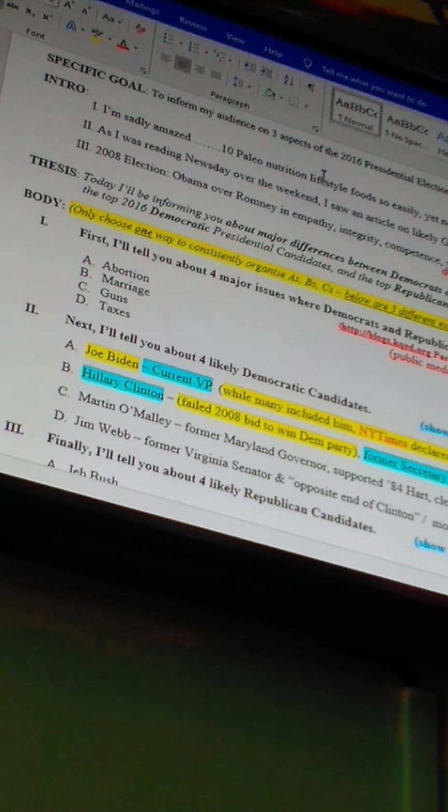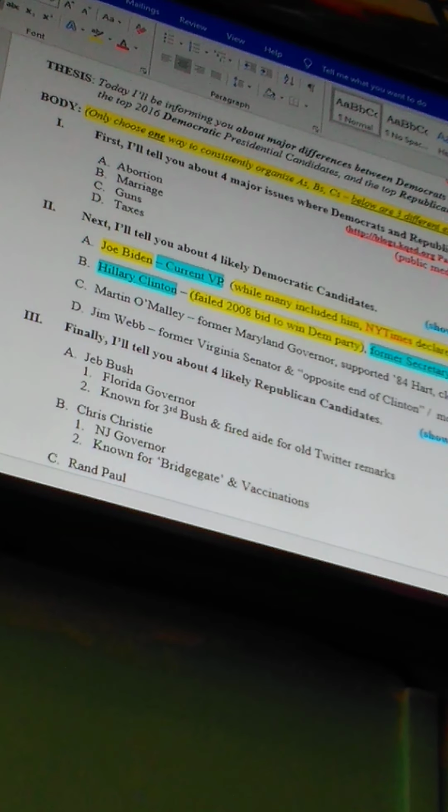So you could see my specific goal is to inform my audience on 3 aspects of the 2016 presidential election, which I don't actually show. I don't say that. My intro begins with the attention getter, and you could see it's only 1 line. I talk about why I picked it, and then I give some researched history, but again, it doesn't go over 1 line. So when I was researching, again, I began with a thesis. So I would literally say, today I'll be informing you about major differences between Democrats and Republicans, the top 2016 Democratic presidential candidates, and the top Republican presidential candidates.